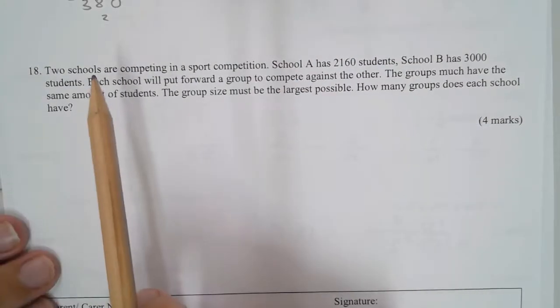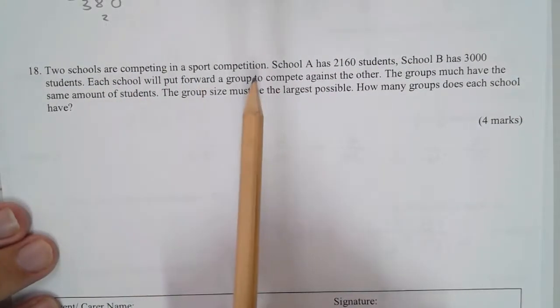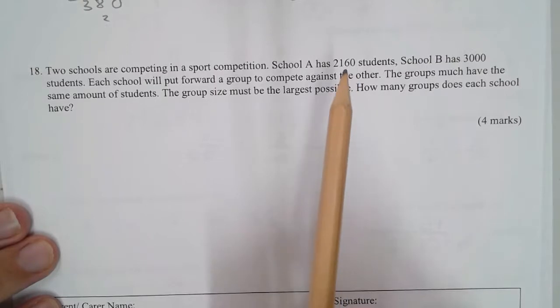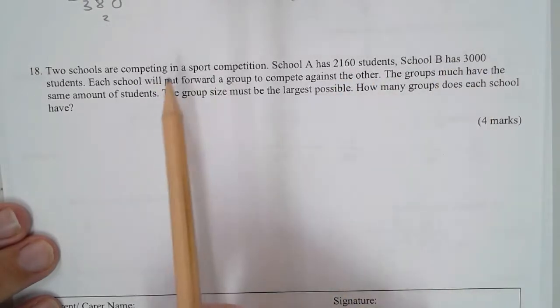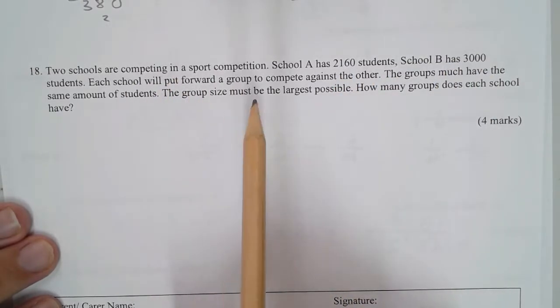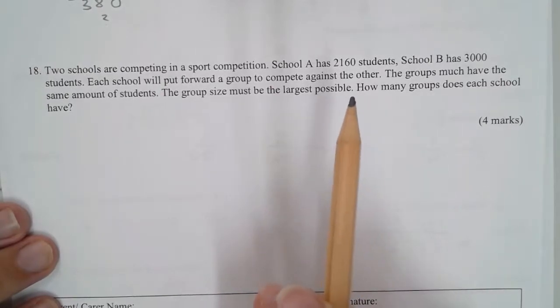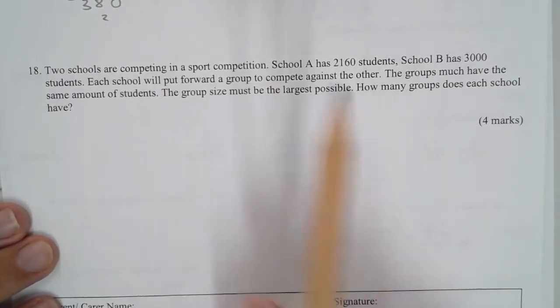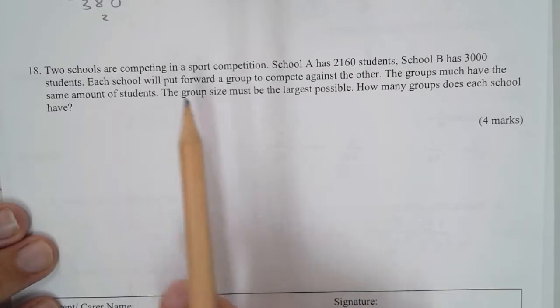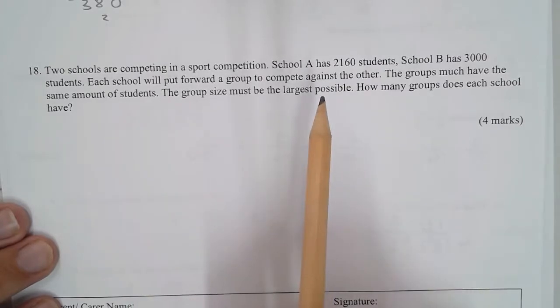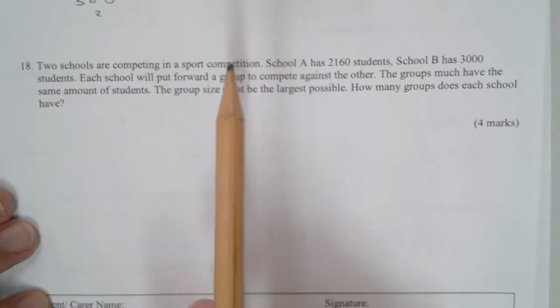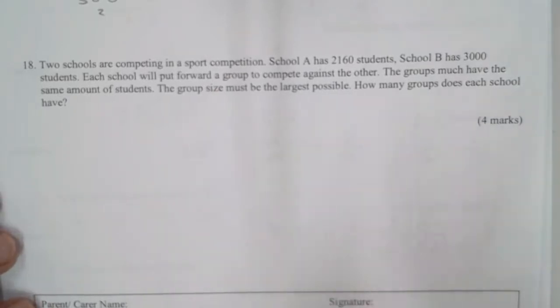Number 18. Alright, 2 schools are competing in a sport competition. School A has 2,160 students, School B has 3,000 students. Each school will put forward a group to compete against each other. Fair enough. The groups must have the same amount of students, and the group size must be the largest possible. Okay, now really this is asking for the highest common factor.